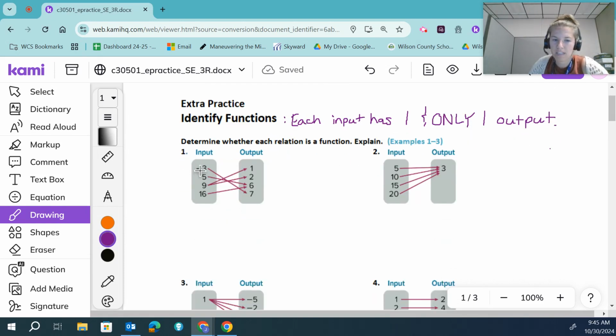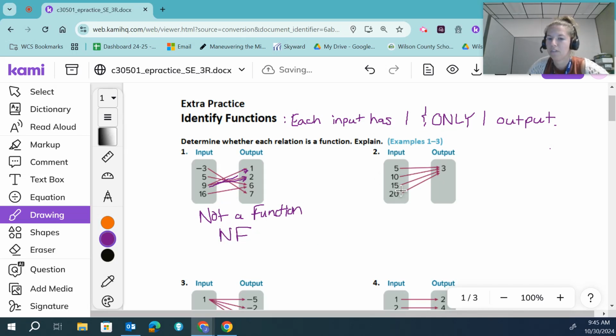Okay. Now let's take a look at some pictures of what this might look like. So my inputs, okay, -3, 5, and 9. Well, -3 is 7, 5 is 6, 9 here, see how 9 says it's both 1 and 2? Well, if each input has one and only one output, 9 cannot be both 1 and 2. So this is not a function, okay, or NF, not a function.